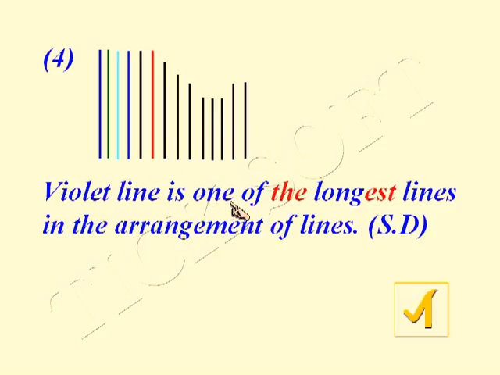Violet line is one of the longest lines. Why one of the longest lines? Lines plural. One of the is the structure because there are 6 lines equally tall, equally long. Therefore one of the longest lines. Why the? Because it is the superlative degree. Whenever we make use of superlative degree, use the. Longest line in the arrangement of lines, superlative degree. So I read this sentence again. Violet line is one of the longest lines in the arrangement of lines.